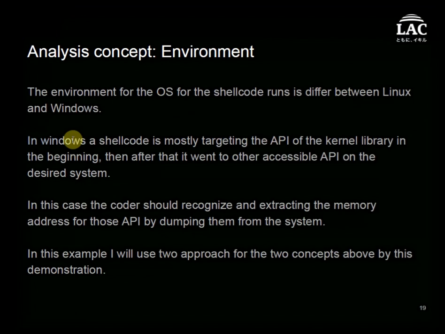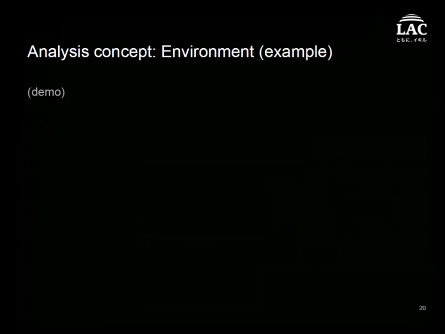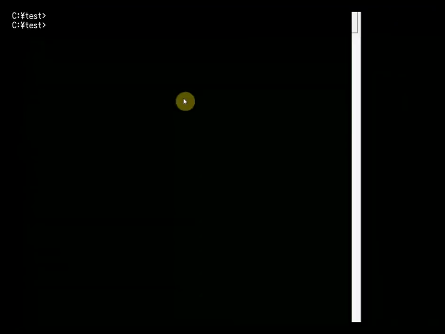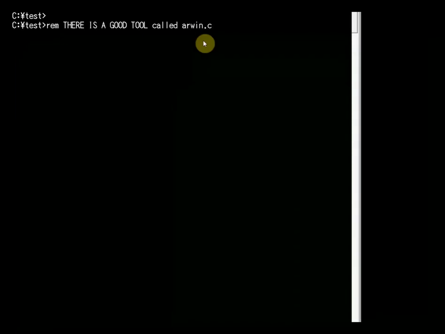Setting the environment for the operating system for Linux is quite easy. You have to understand about the syscall, but for the Windows system it is quite delicate. You have to understand about the API. So for this API stuff in Windows, I'm going to make some demonstration for it.